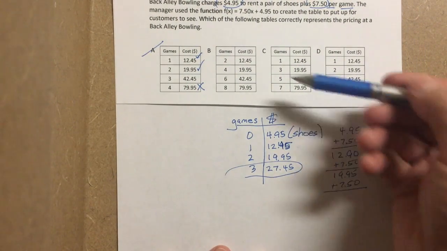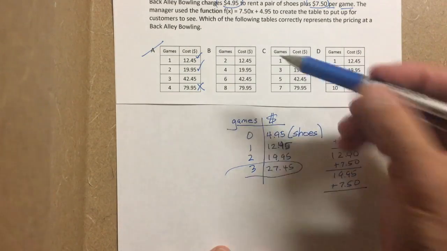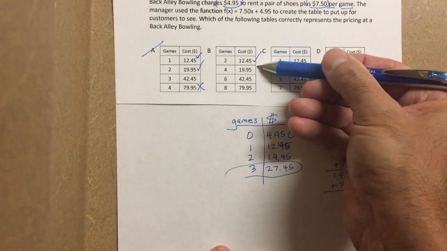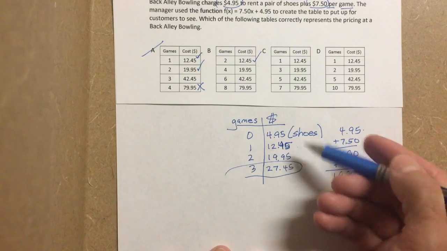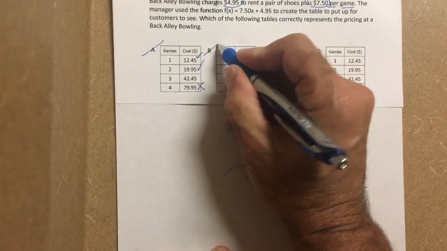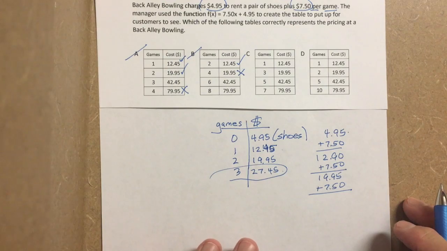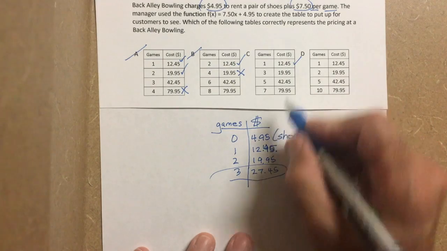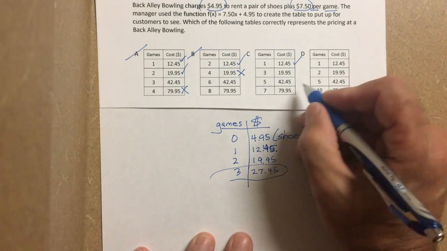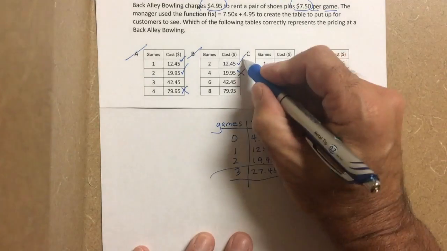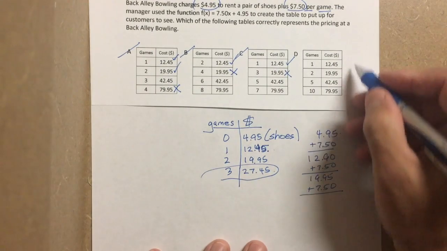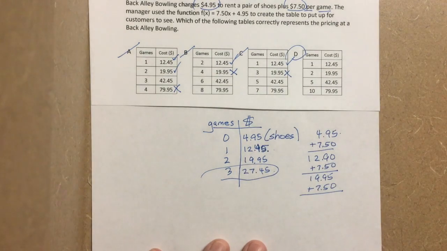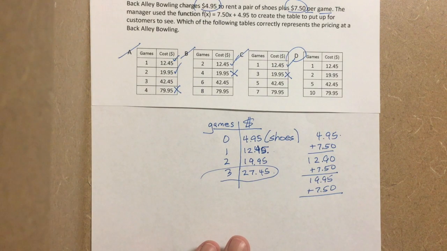B says for 2 games, $12.45. That is correct. For 4 games, it says $19.95. Well, that's the value for 2 games. So since that value is wrong, B is wrong. C, 1 game, $12.45. 3 games, it says $19.95. Well, that's the price for 2 games. So C is incorrect. I could check all the values for D, and I would see that they would all fall on the table. So the correct answer for problem 3 was D as in dog.